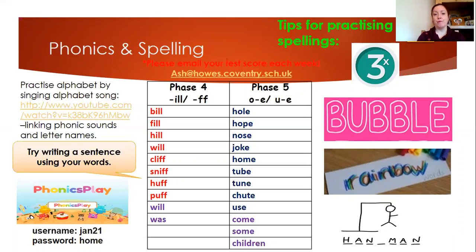Don't forget, on Friday, you need to get somebody to help you test those words, to check if you know how to spell them, and then you can email those test scores to me at ash@howes.coventry.sch.uk, okay? You could also have a go at writing those words out in a sentence or using them in a sentence so that you get that independence, and hopefully will start to use them in your own writing.